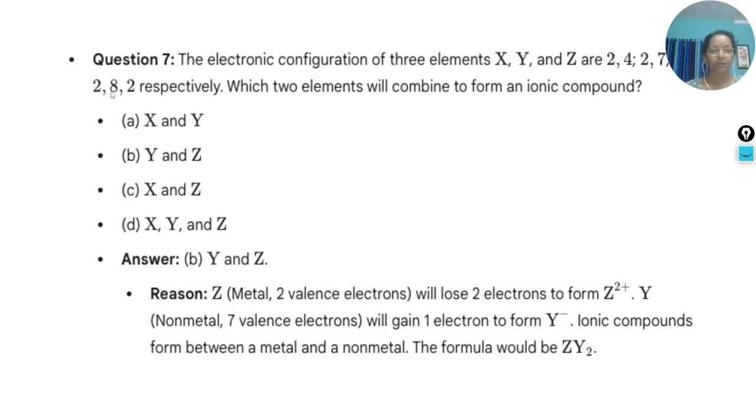So Z is a metal. Then we want a non-metal. The non-metal should be ready to take in electrons. In this case, the second one, Y, is ready to take. X is not ready to take and not ready to give out, so there is no chance for X. So the answer is Y and Z, where Z is the metal and Y is the non-metal. So Y and Z, option B is the answer here. Okay.